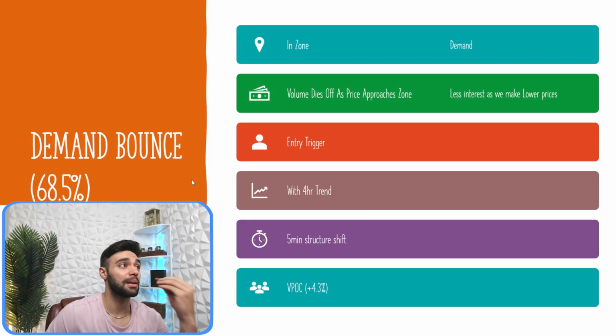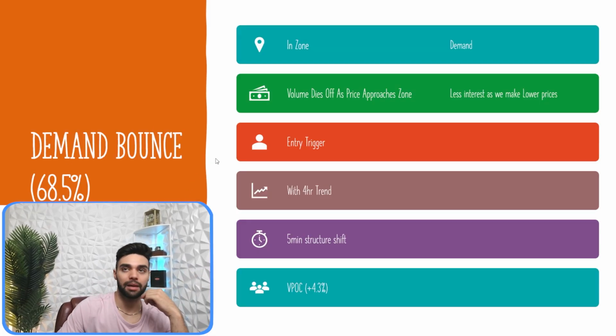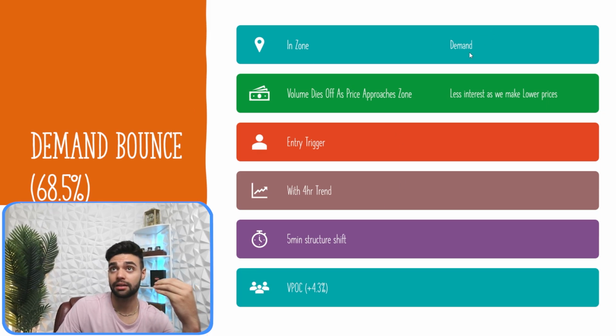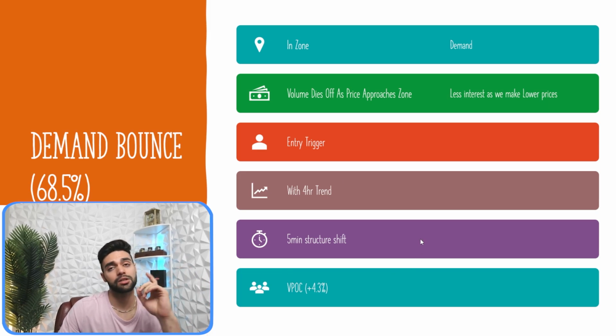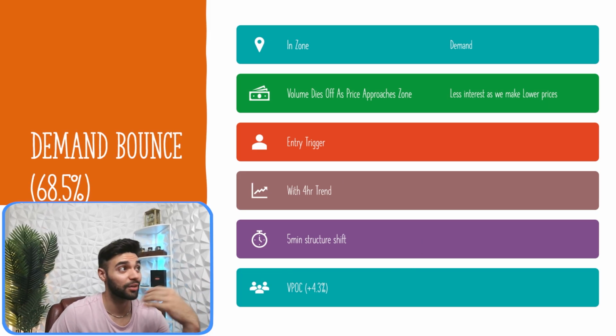The next one is called a demand bounce. So it's just basically flipping the supply bounce, right? Same thing here, just flipped in demand. Volume dies off as it approaches the zone. Entry trigger with 4-hour trend, 5-minute structure shift, VPOC adds percentages, and so on. This is actually pretty high this year because of a bull market we've been having for a while.